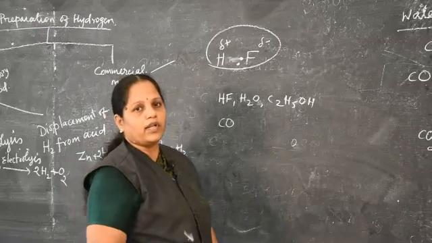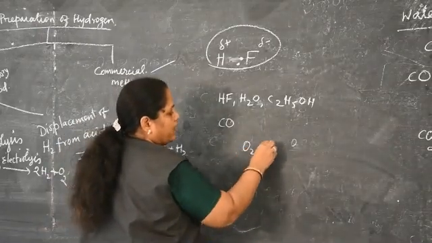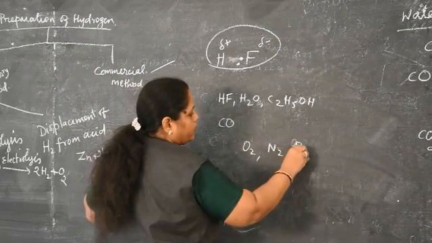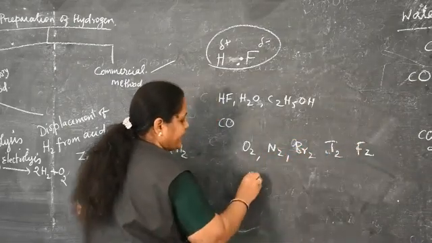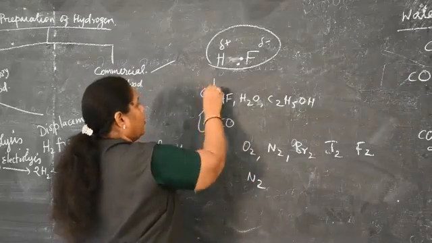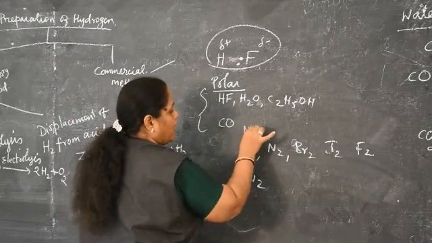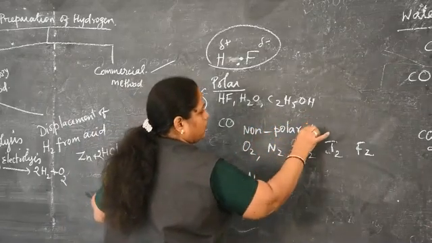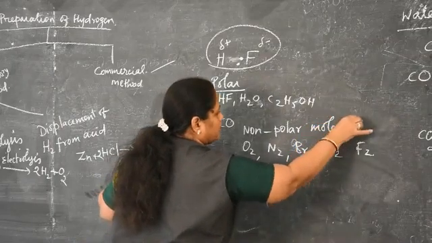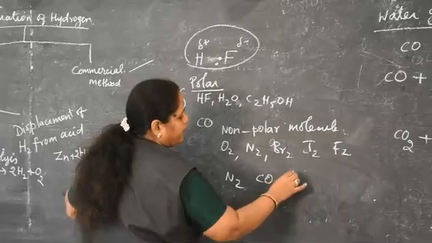What are non-polar molecules? Let us consider O2, N2, Br2, I2, F2. These are polar molecules, and these are non-polar molecules. CO2, then benzene.